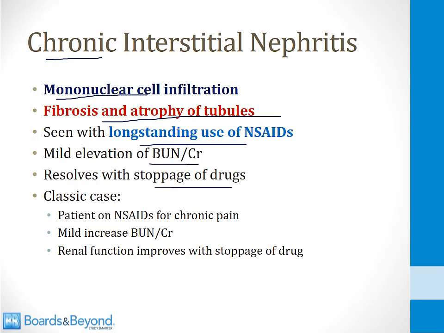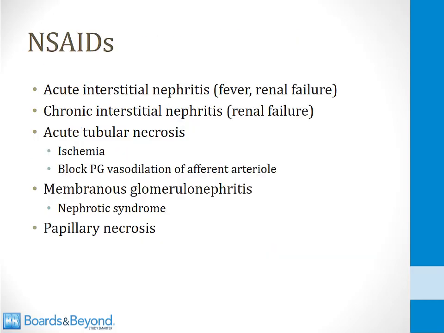So the classic case is a patient on chronic NSAIDs for chronic pain with a mildly elevated BUN and creatinine, and the renal function improves with stoppage of the drug. That patient likely has chronic interstitial nephritis. Let's pause and talk about NSAIDs for a minute because these drugs are associated with a number of different kidney problems. As I mentioned earlier, NSAIDs can cause acute interstitial nephritis.